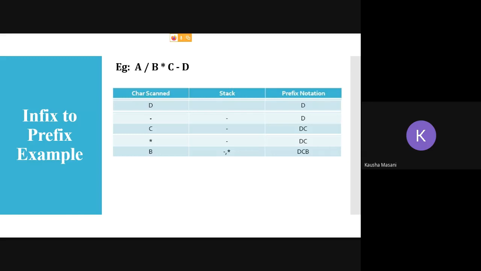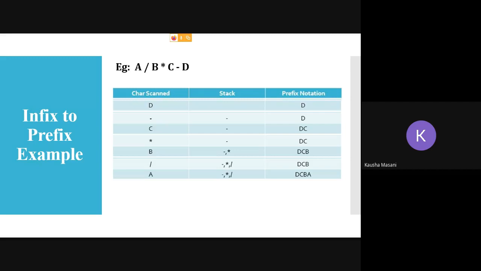Then B is coming in the next iteration. So B is going to get added in the prefix notation, my operand. Then it is divide. Now divide and star, they both have similar precedence. Divide does not have lower precedence than your star. So nothing to be done. Just add it in your stack. Alright. So DCB remains in the prefix notation as it is.